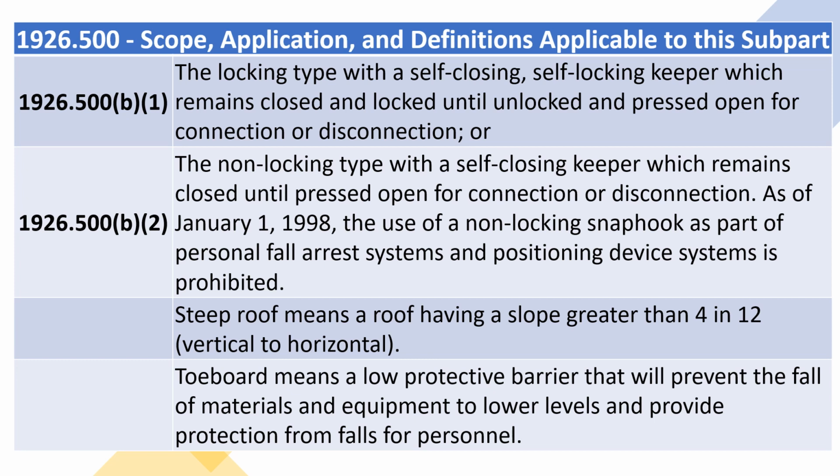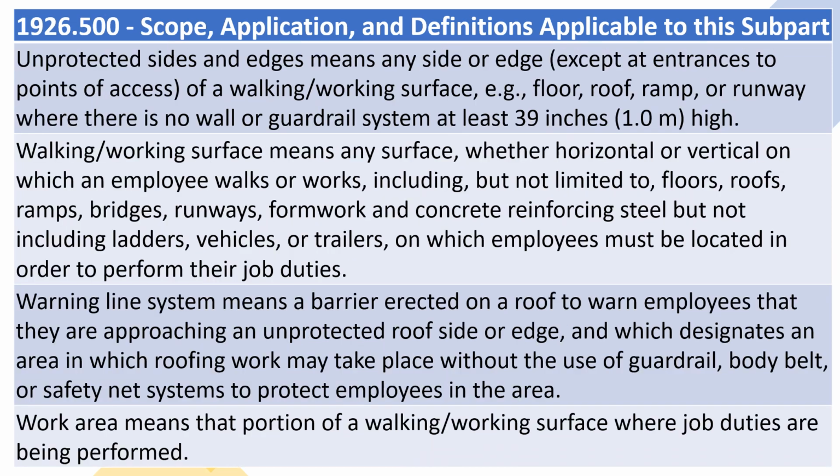Steep roof means a roof having a slope greater than 4 in 12, vertical to horizontal. Toe board means a low protective barrier that will prevent the fall of materials and equipment to lower levels and provide protection from falls for personnel. Unprotected sides and edges means any side or edge, except at entrances to points of access, of a walking/working surface, e.g. floor, roof, ramp, or runway where there is no wall or guardrail system at least 39 inches (1 meter) high.